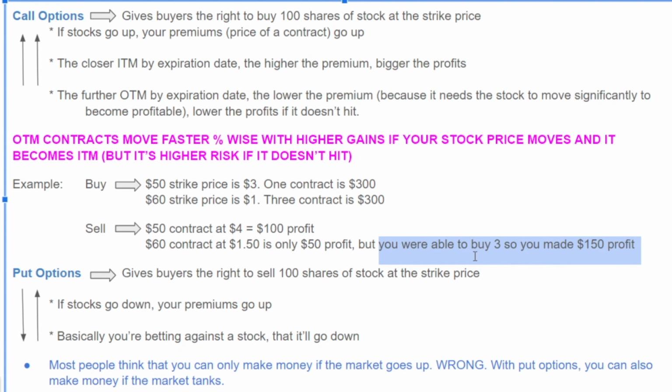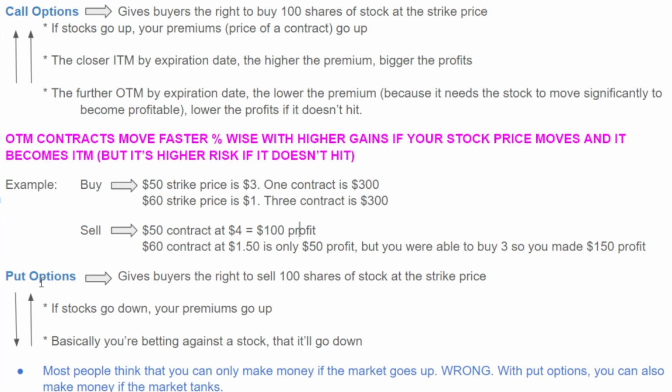So even though it's lower profit, you had more contracts, so you made $50 more than in the money contract. Basically, you make less money, but since it's cheaper, you buy more of it. So you make less money per contract, but you have more contracts, so it ends up being more.